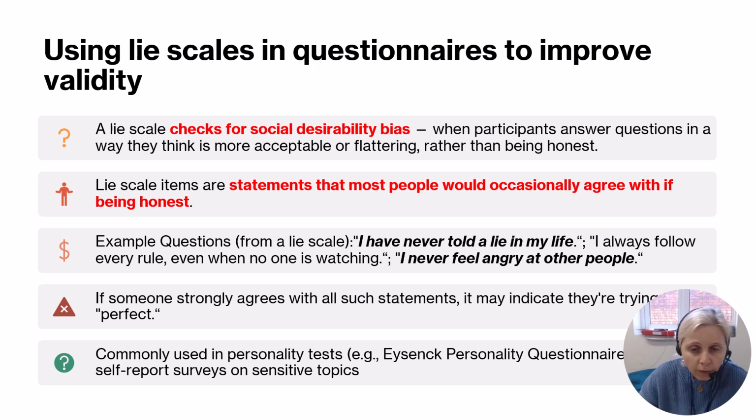For example, I've never told a lie in my life. I never feel angry at other people. These are things that if someone is being honest would not completely agree with these statements. If they strongly agree with all these statements, that might invalidate their results. They're usually used in personality tests, self-report surveys, or sensitive topics, just to reduce the impact of social desirability bias. Remember that controlling for extraneous variables will always increase the internal validity of your research.